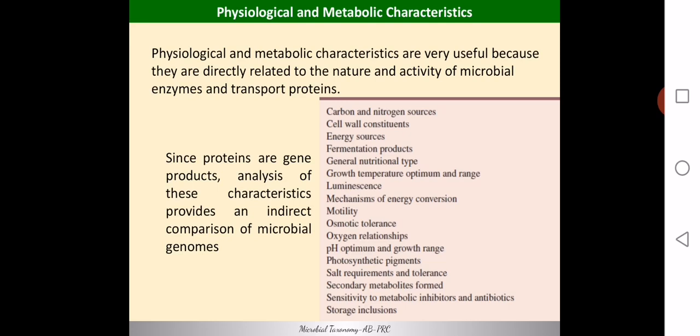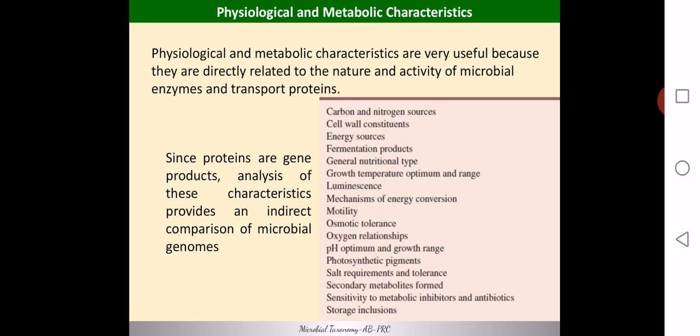Then the physiological and metabolic characteristics are useful because they are directly related to the nature and activity of microbial enzymes and transport proteins. In that way, you can say that these enzymes and proteins are indirectly connected with the genes. So this study will help us to locate the genotype also, right?